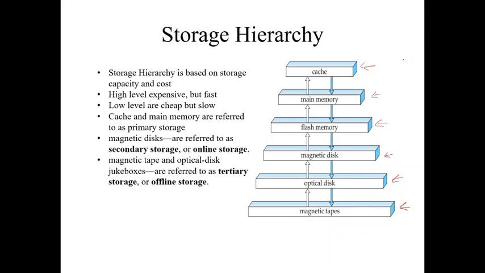So when you go up, the speed is high, and when you go down, the speed is low. This side we can treat as speed, and if you take an arrow like this, in this direction we can think of cost as high and cost as low. So this is all about the hierarchy. Also, magnetic disks are referred to as secondary storage, also known as online storage, and the magnetic tape and optical devices are tertiary storage, alternatively known as offline storage.